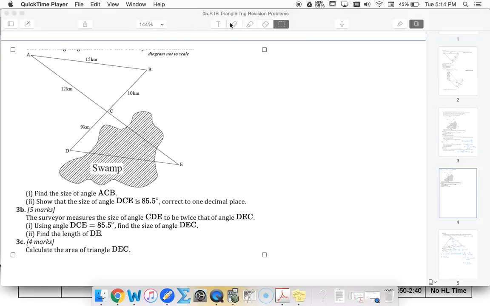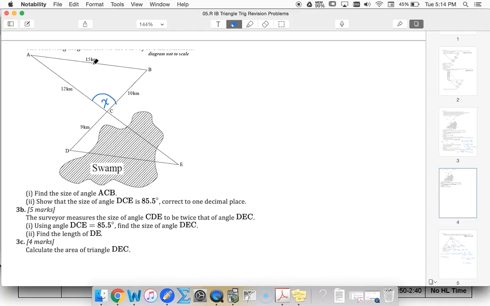All right, so in problem 3, I've copied the diagram. The top up above had given you all the information, but it's all labeled here in the diagram. So 3A1 asks us to find the angle ACB. So I'm looking for this angle here. So I'm going to call that my X. So I want this angle here.